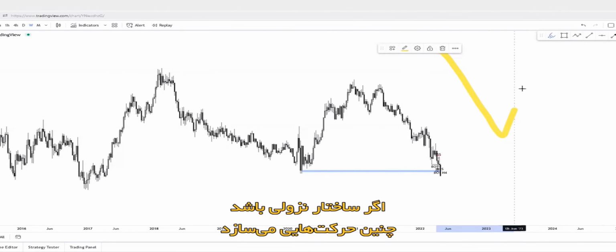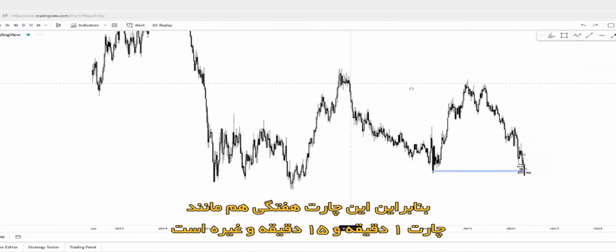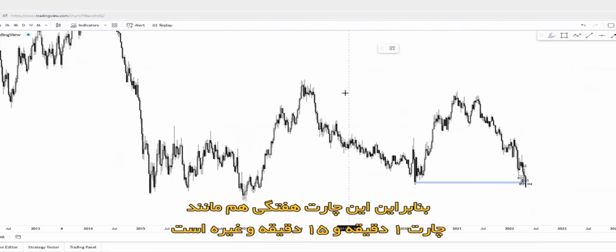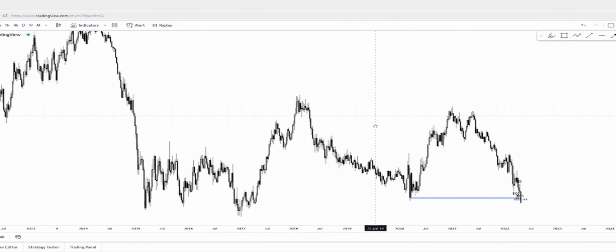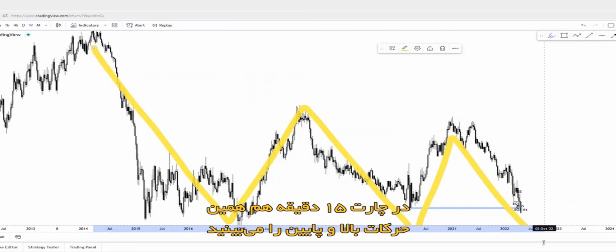If it's bearish, it's creating these movements, right? If it's bullish, it's creating these movements, right? So just imagine. This weekly chart looks like a 1-minute chart, 5-minute chart, 15-minute chart. We don't care. On the 15-minute chart, you will see the same movements: downside, upside, downside, upside, downside, upside.